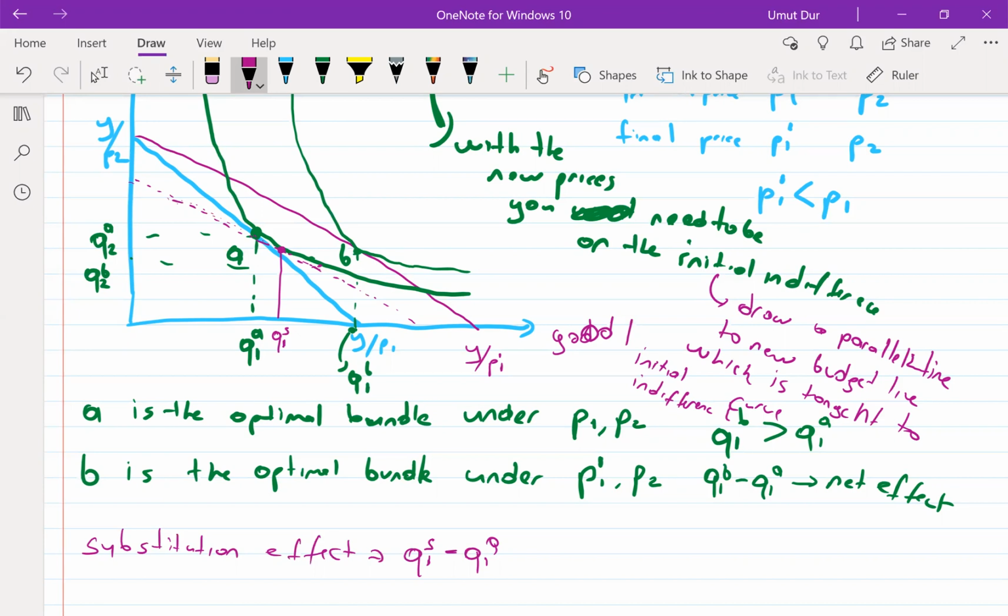Ben bir şey sorabilir miyim? Tabii ki. Şimdi bu yeni çizdiğimiz budget line'da benim income'ım ya da price'lar değişmiş olmuyor mu? That's an excellent question, okay? So my income definitely changes.